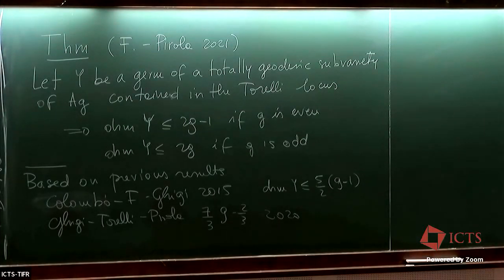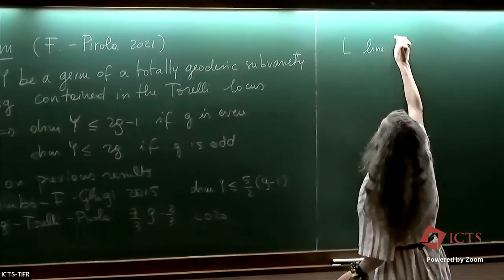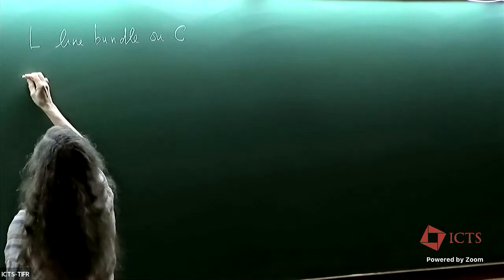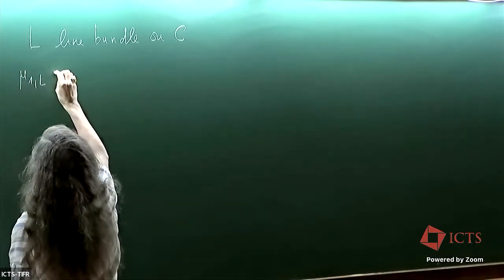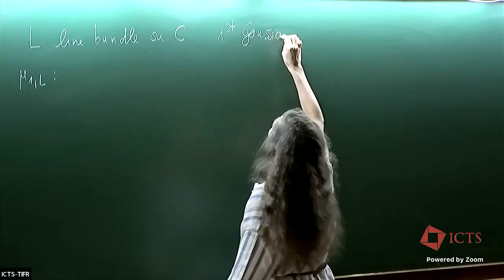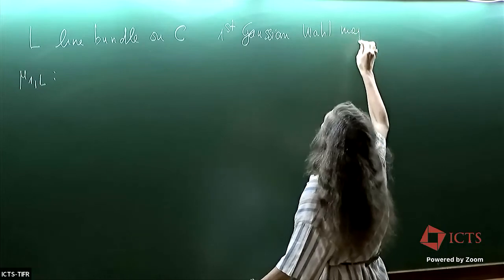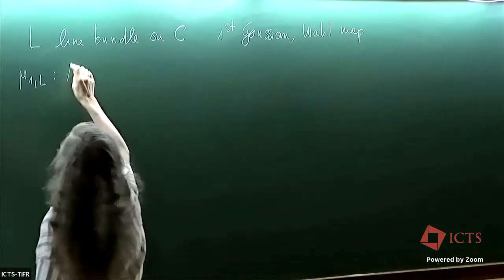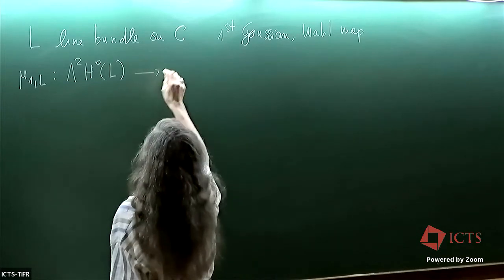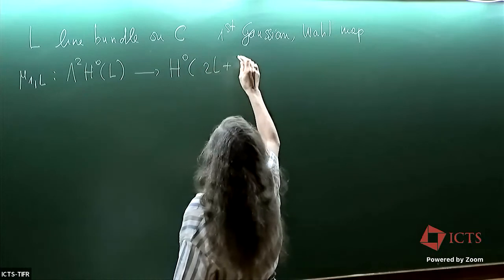Okay, but to do this, I have to introduce at least a couple of things. First of all, the Gaussian maps. So take L a line bundle on a curve C, where C is a smooth projective curve of genus g. The first Gaussian map, also called Wahl map, is a map that goes from Lambda 2 of H^0 of L to H^0 of 2L plus, so let's write it.